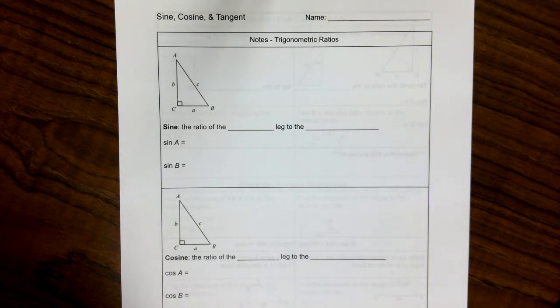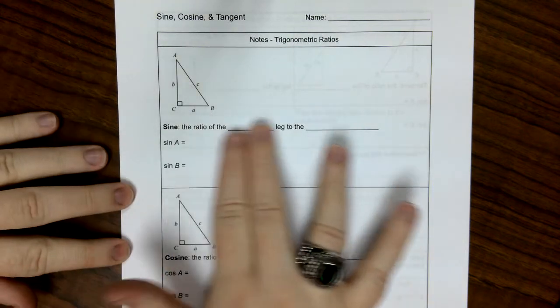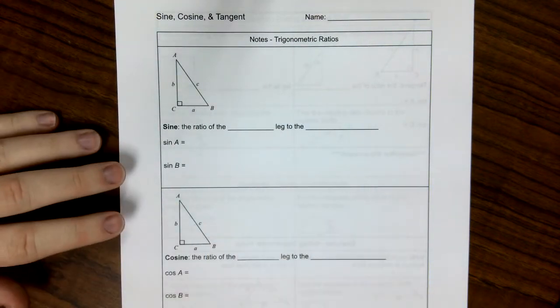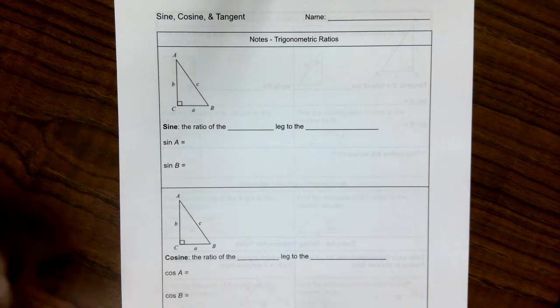Again, this is the very basics of trigonometry. So I'm going to take a little bit of time to talk about what sine is, what cosine is, and what tangent is, and then we'll show you how to use it. Okay.